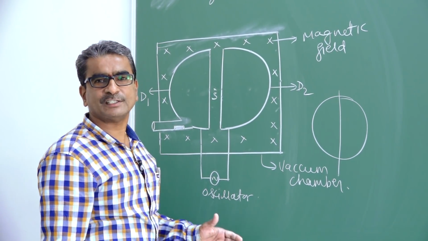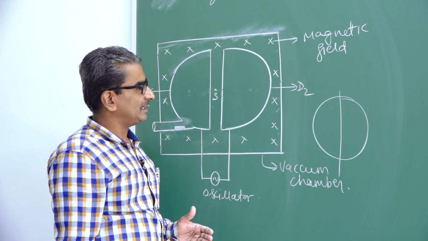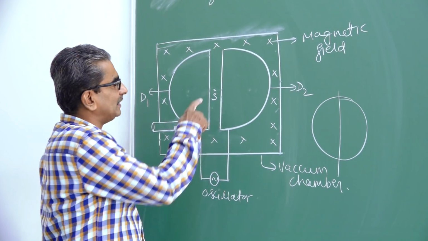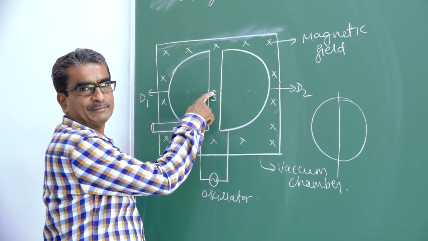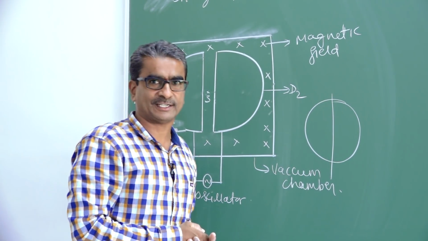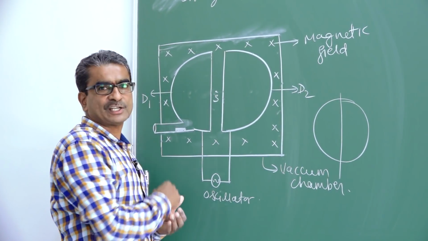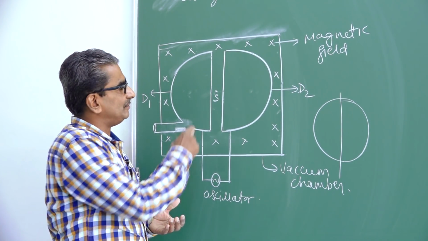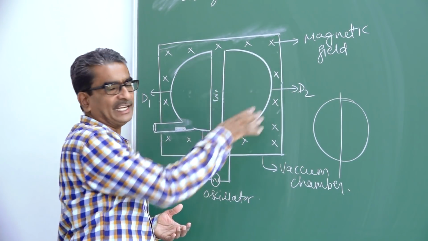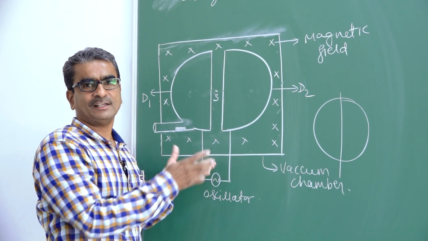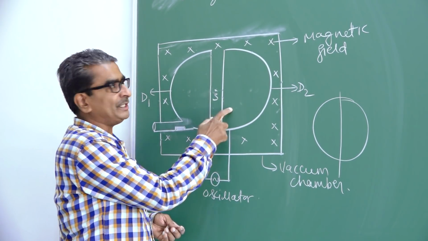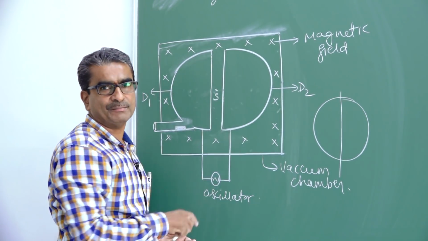What is the purpose of using this vacuum chamber? In order to avoid the interaction of the ions emitted by the source with other air particles or outside particles. The positively charged ions which are emitted by the source should not interact with any other particles, for example air particles. That's the purpose of enclosing these two discs inside a vacuum chamber.